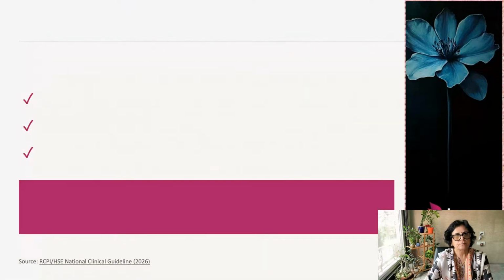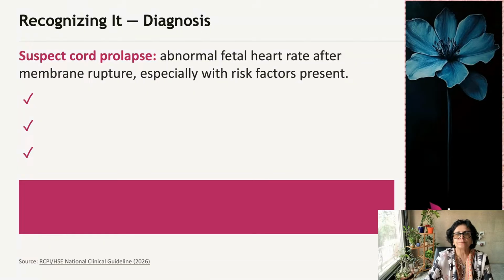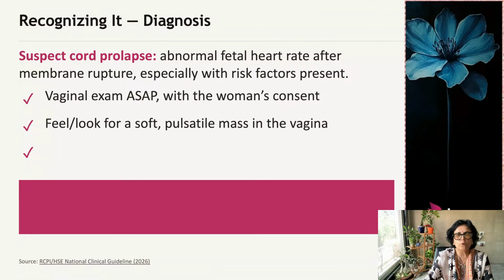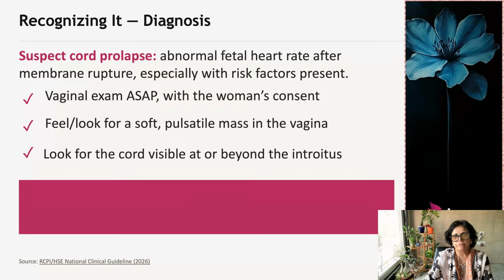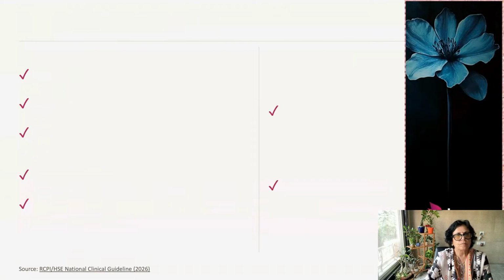So, recognition and diagnosis. Suspect cord prolapse with abnormal fetal heart rate after membrane rupture, especially with risk factors present. Do a vaginal examination as early as possible, with consent. Feel for a soft pulsatile mass in the vagina, and look for the cord visible at or beyond the introitus. Cord prolapse must be excluded at every vaginal examination in labor. Occult prolapse is easily missed.